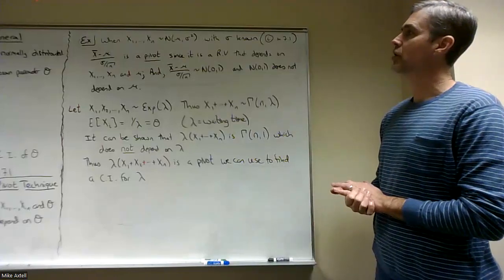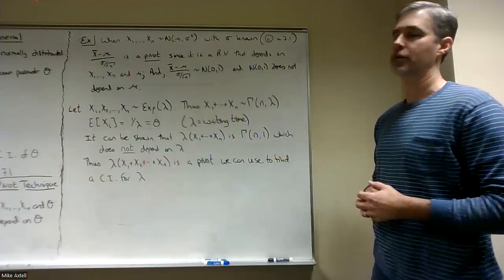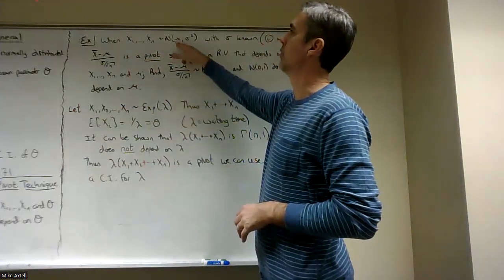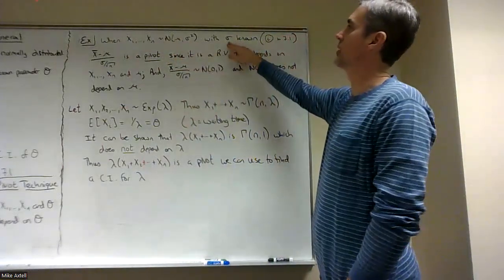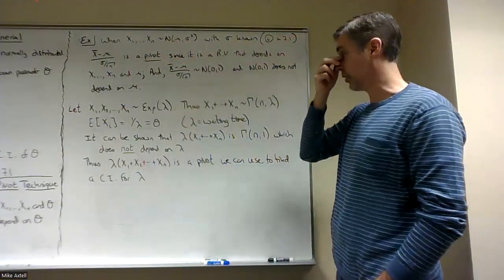Okay, so let's look at an example we're familiar with. So we'll go back to the normal land. So let's say I've got some data from a normal distribution with mean mu and variance sigma squared. And let's suppose that sigma is known. So this is, again, situation 1 from section 7.1.